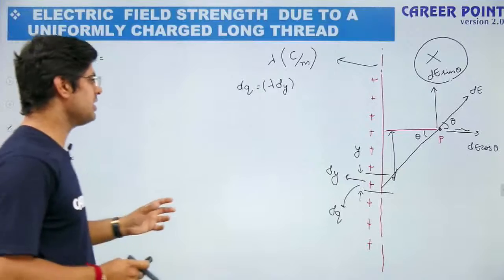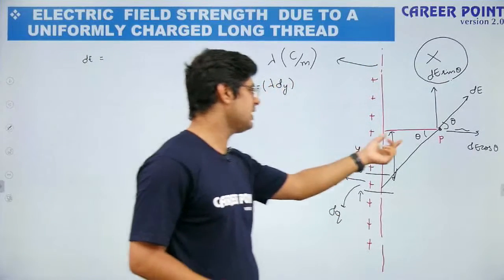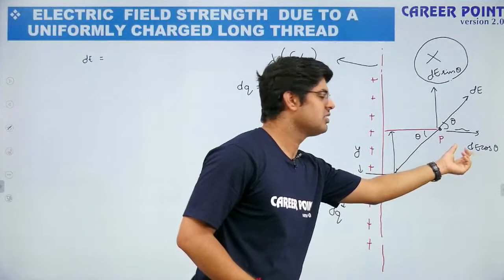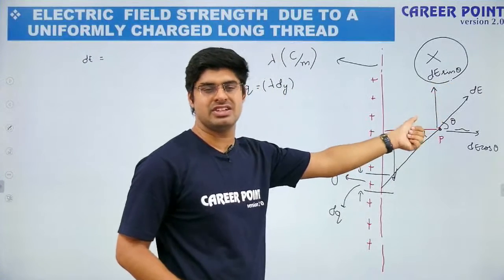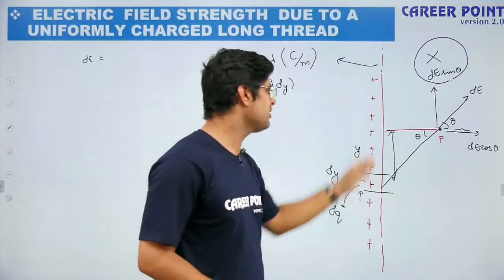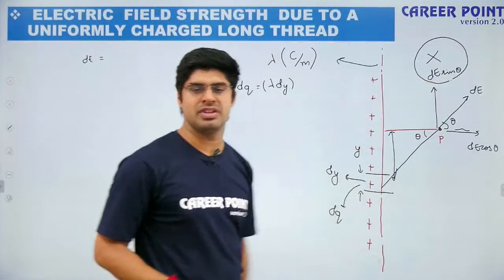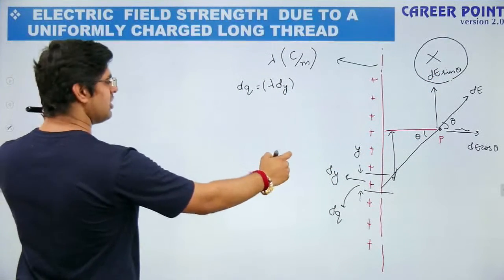In that case, we will get the electric field due to this linearly charged long thread by integrating the value of dE cos theta. But the component dE sin theta will get cancelled if I integrate and find the electric field for the whole long thread. That's why we don't have to worry about this component. So for dE cos theta, firstly let's write the value of dE.